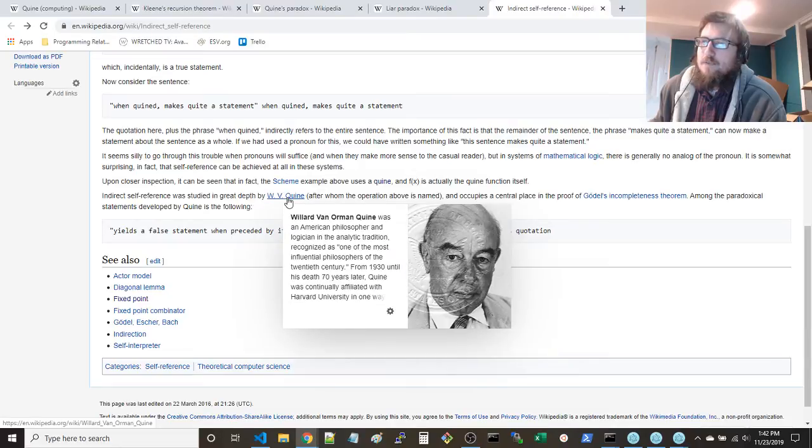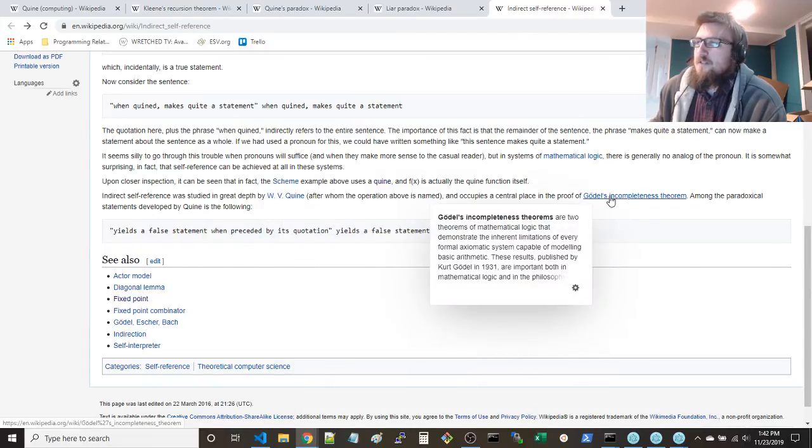Studied in great depth by W.V. Quine, after whom the operation above is named, and occupies a central place in the proof of Gödel's Incompleteness Theorem.